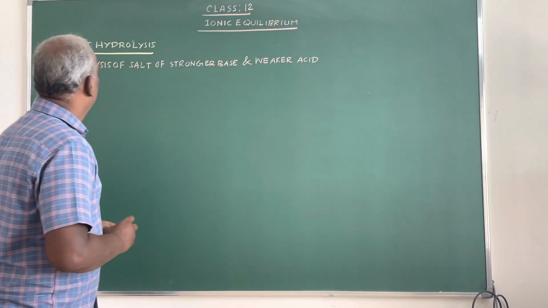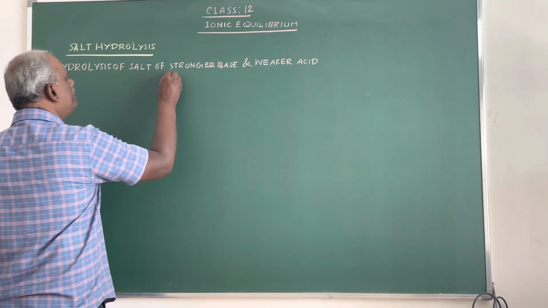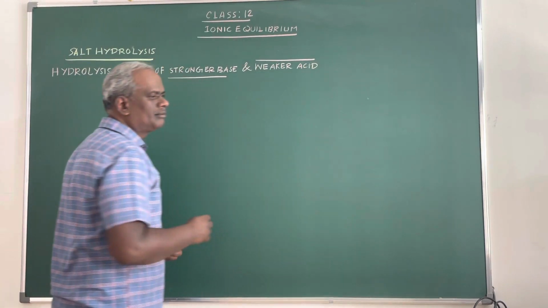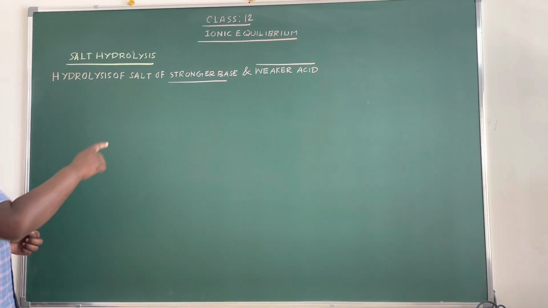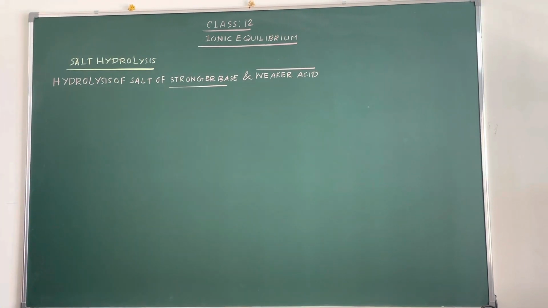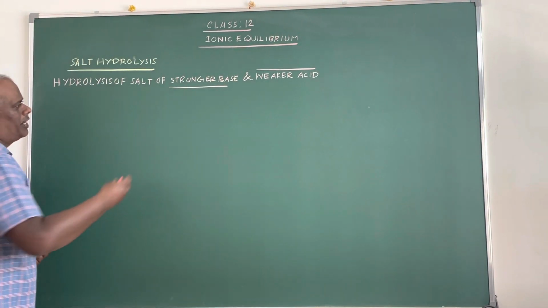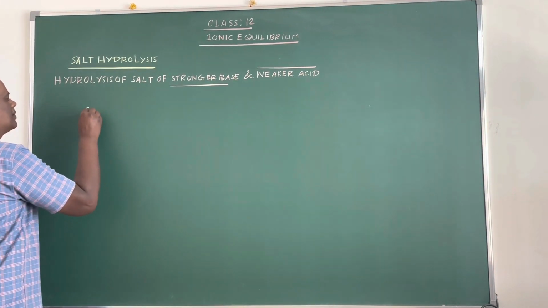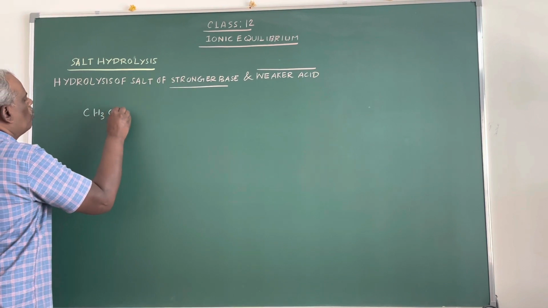Hydrolysis of salt of stronger base and weaker acid. When this kind of salt is taken, how does the hydrolysis take place? That is explained as follows. Yes, we can take a weaker acid. It's the best example of a weaker acid, CH3COOH.